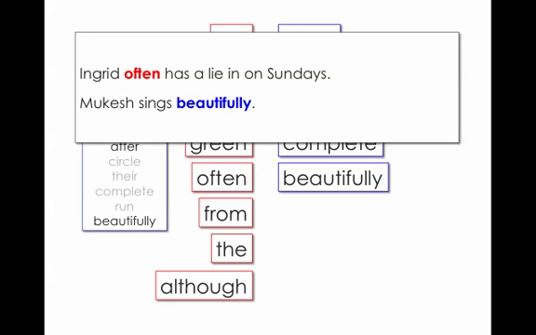You want to know more information about this. You ask me, does she always have a lie-in on a Sunday? And I say, no, she often does. Or you ask me how Mukesh sings. Does he sing well? Does he sing beautifully? Well, yeah, he does. He sings beautifully. That's what my sentence says. It gives an answer to the question, how does Mukesh sing? The often in the first sentence gives an answer to the question, how often does Ingrid have a lie-in on a Sunday?